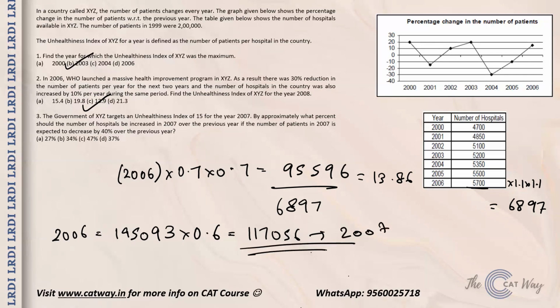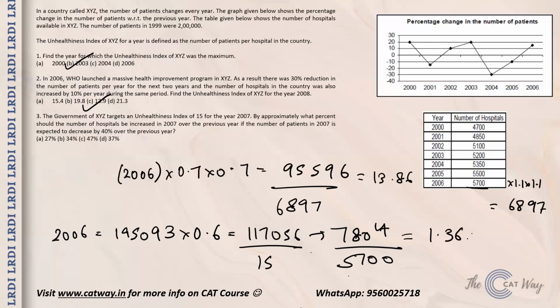Now an unhealthiness index of 15 is required. The unhealthiness index is the number of patients divided by hospitals. Hospitals are not given, so if you divide the number of patients by the unhealthiness index, you get the number of hospitals required. The number of hospitals required in the country is 7,804. So what should be the increase over 5,700? The value will be 1.369, which clearly shows that a 36.9% increase is required. So option D is the right answer.